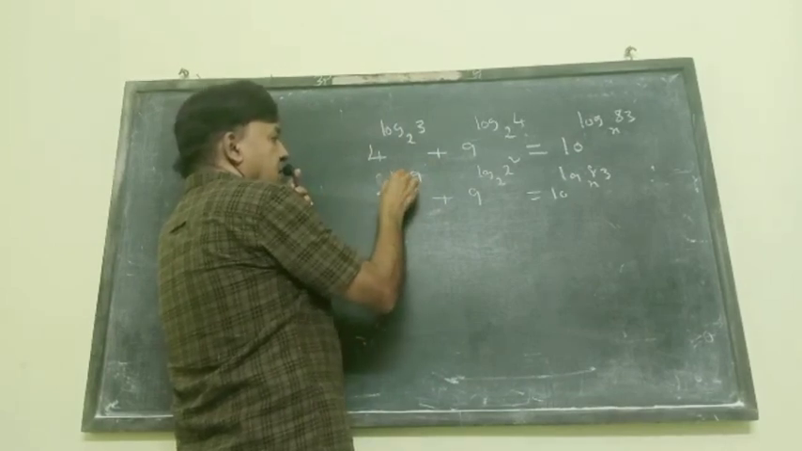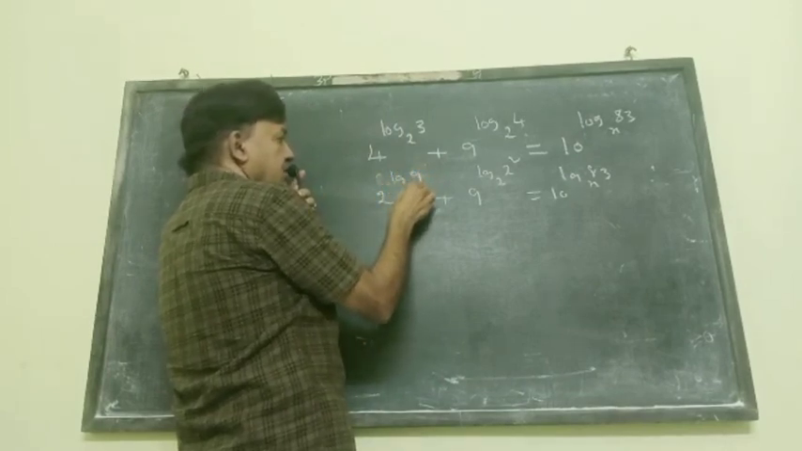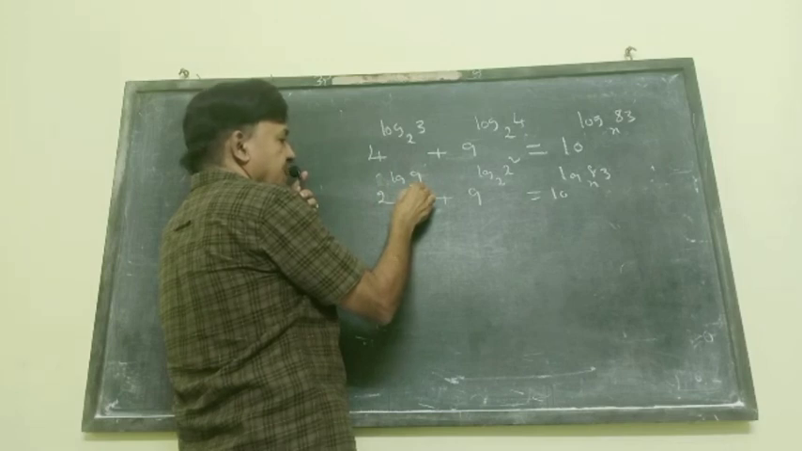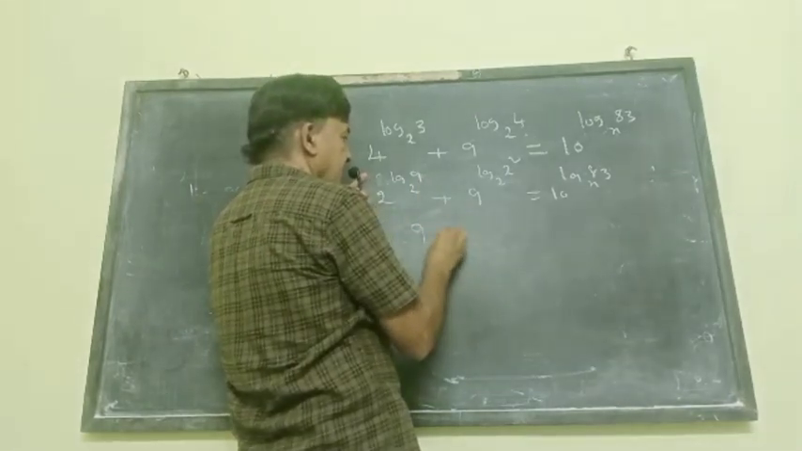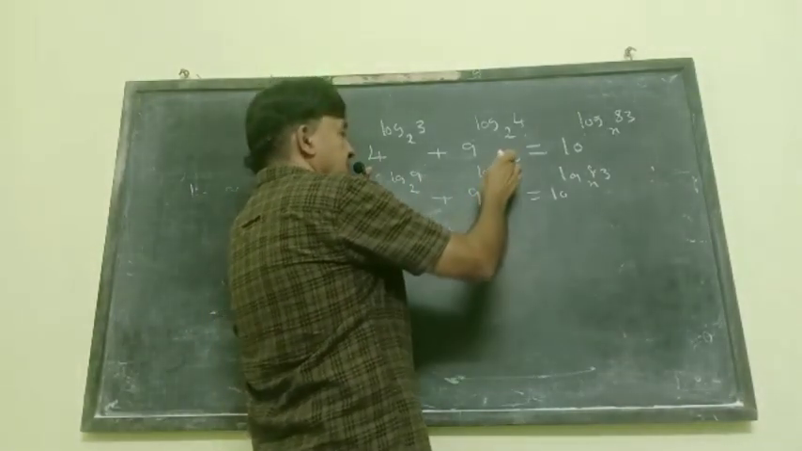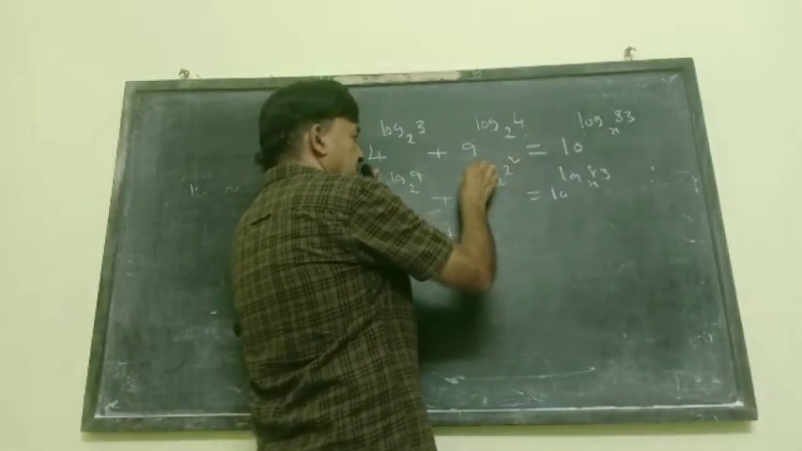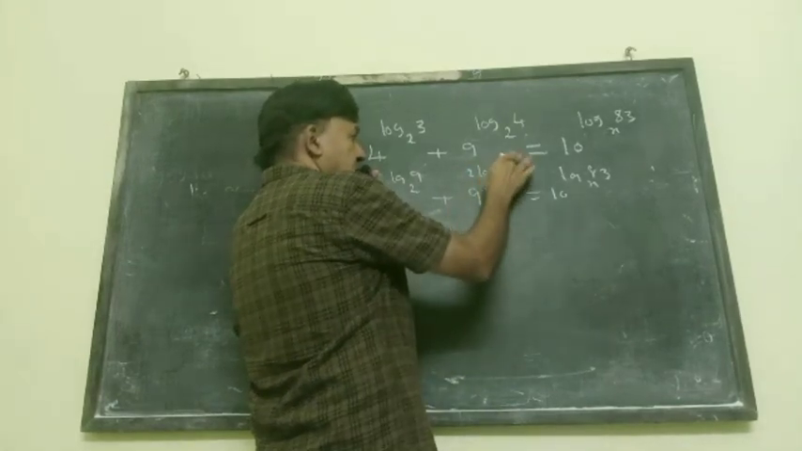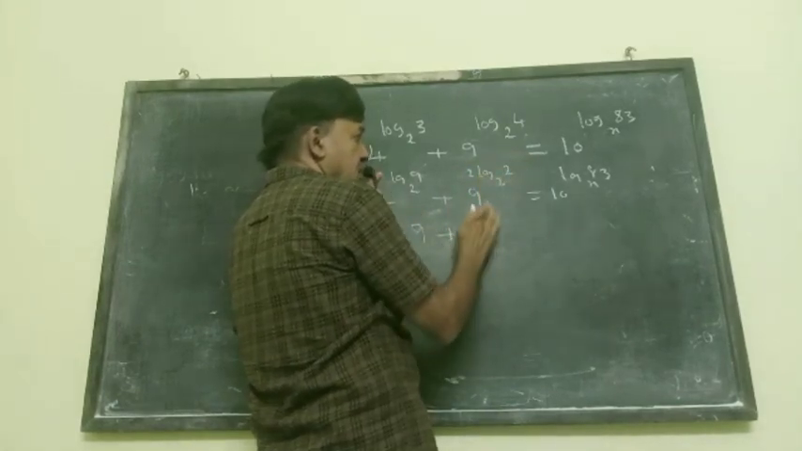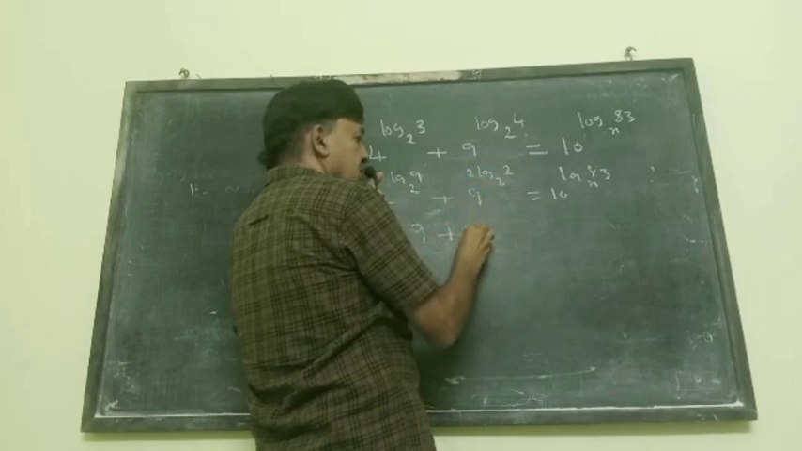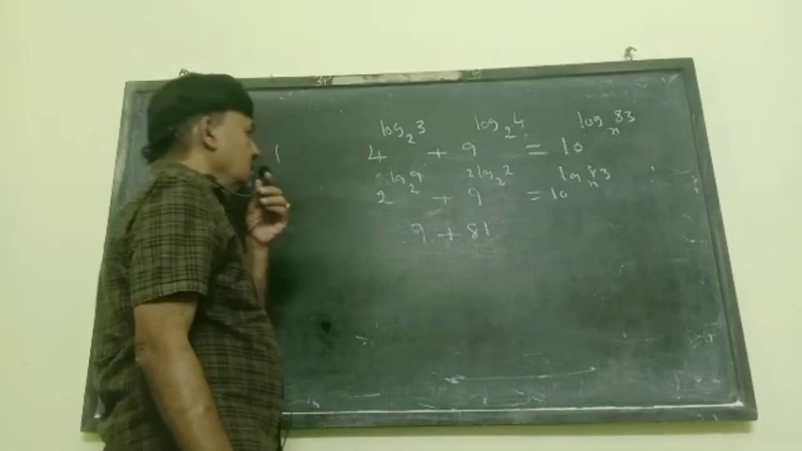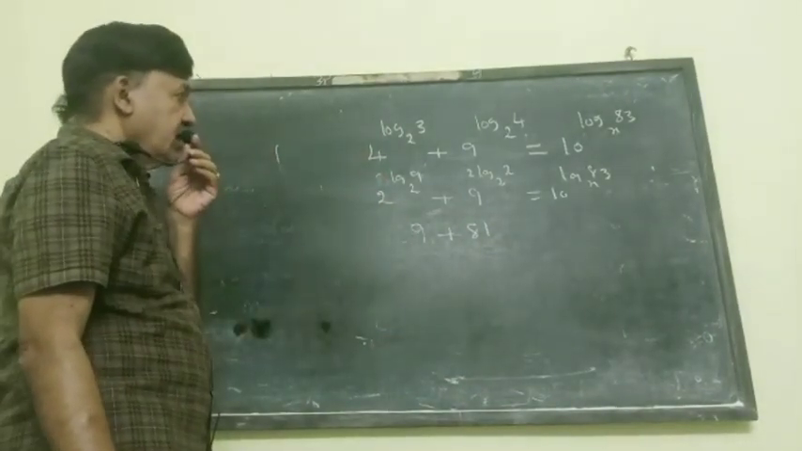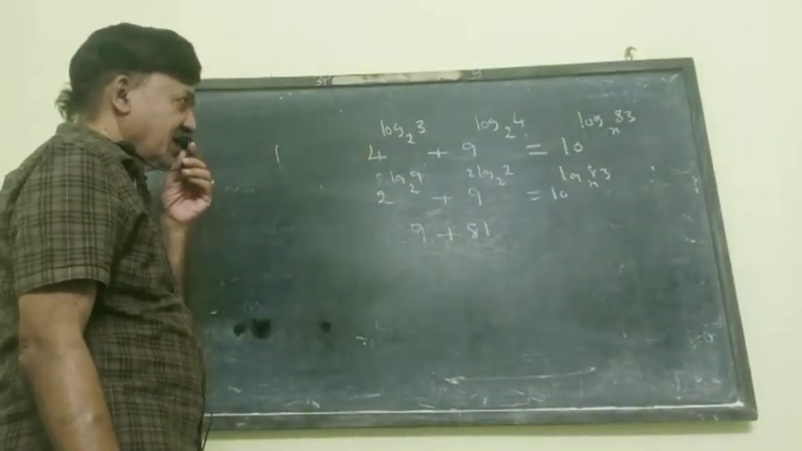f(x) to the power of log of x to the base f(x) is what? 9. Plus this is 9. So you can bring 2 to here, then log 2 to base 2 is what? 1. 9 square is what? 9 square happens to be 81, you will get.